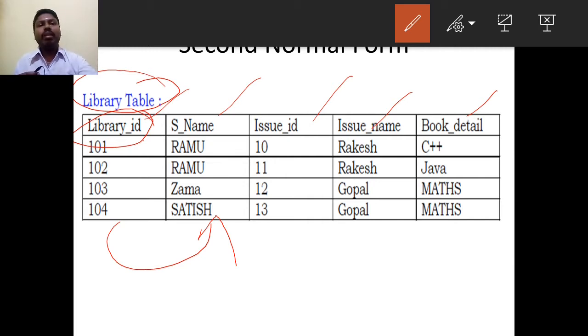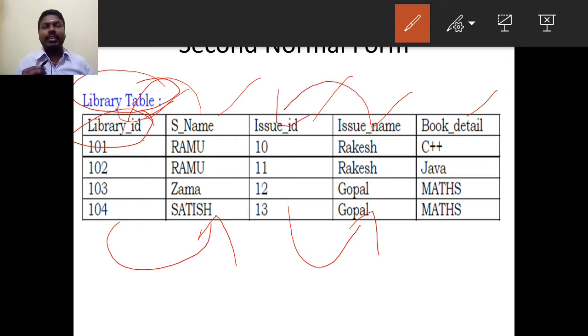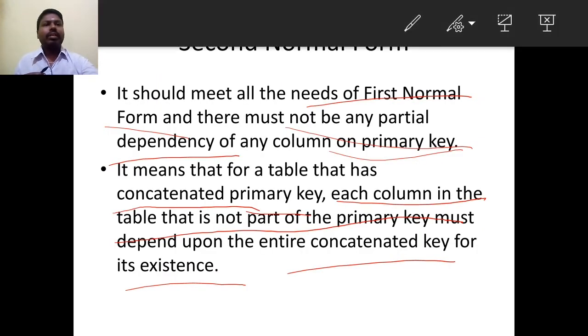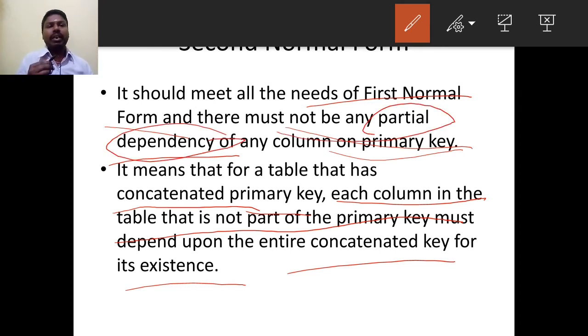So the student name depends on the library ID. Next, issuer ID. With the help of issuer ID, I can get the issuer name. So the issuer name depends on the issuer ID. Understand? But you can see this last column, it is not depending on any primary key. Now you can see this statement: there must not be any partial dependency of any column on primary key.